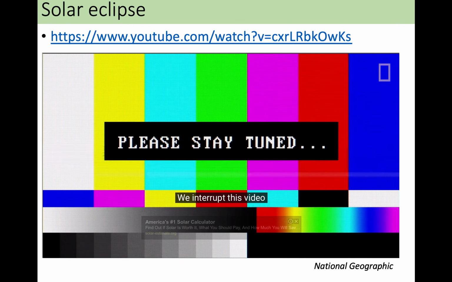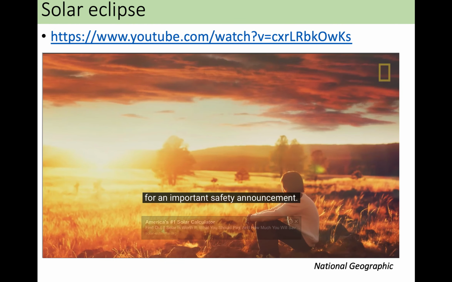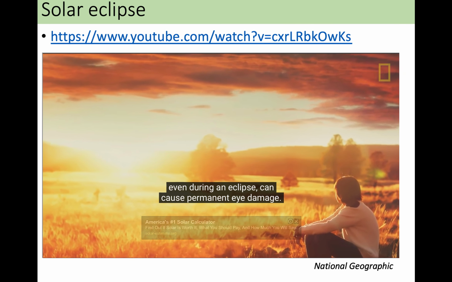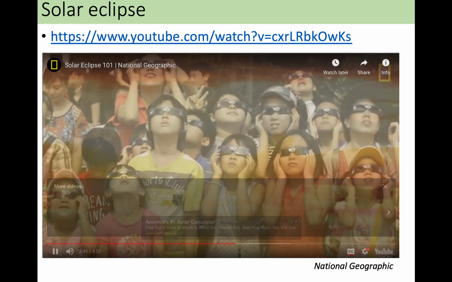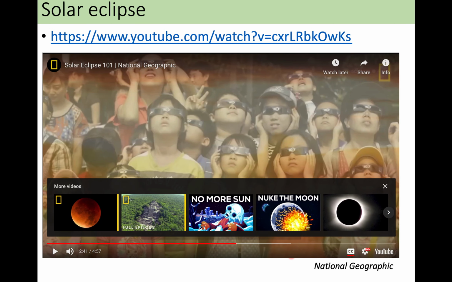We interrupt this video for an important safety announcement. Looking directly at the sun, even during an eclipse, can cause permanent eye damage. Fortunately, don't look directly at the sun.